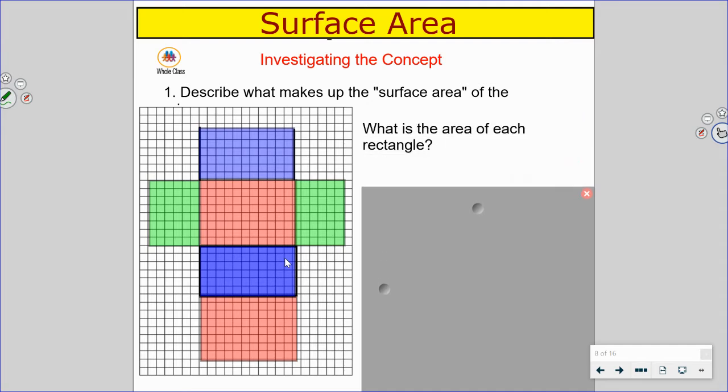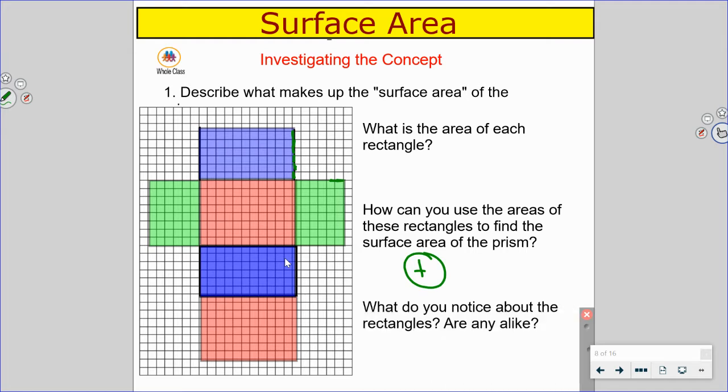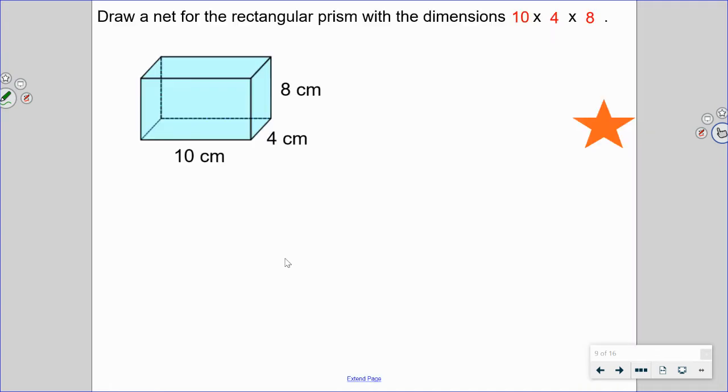And I'm going to leave you with a few more questions. Could you figure out the area of each rectangle if you knew the exact units? Might not be inches, might not be centimeters, but could you figure it out? And how can you use those areas to find the surface area of Mr. Callan? That would be obvious. Find each area, add them together. Now, what I would leave you with before we get to the next page, what do you notice about those rectangles? Think about it.